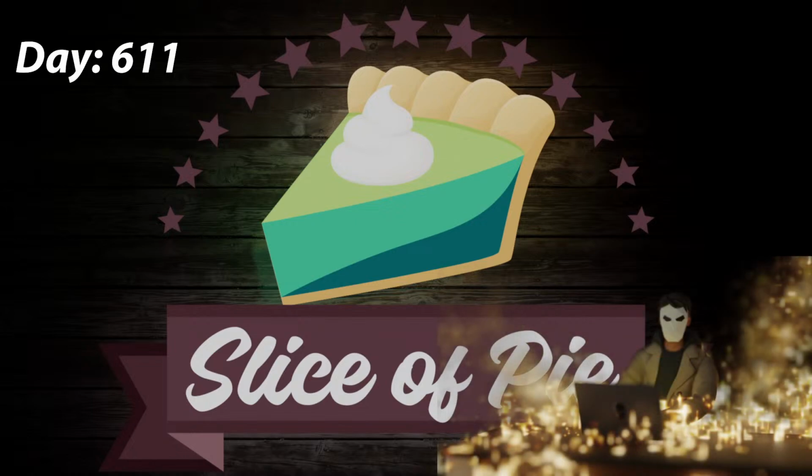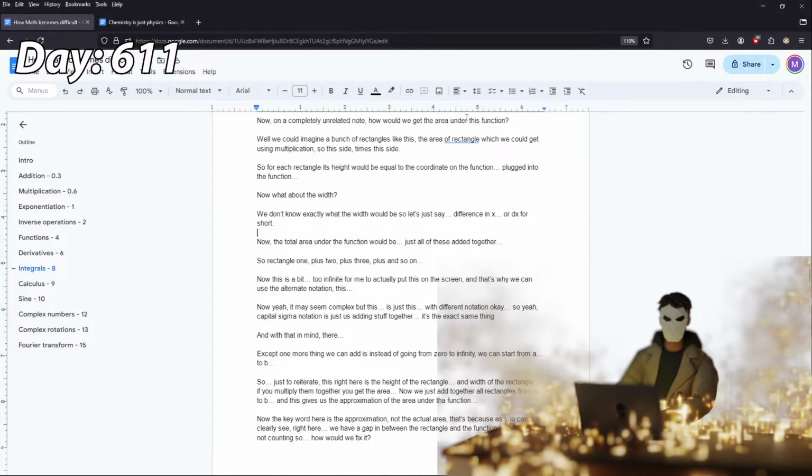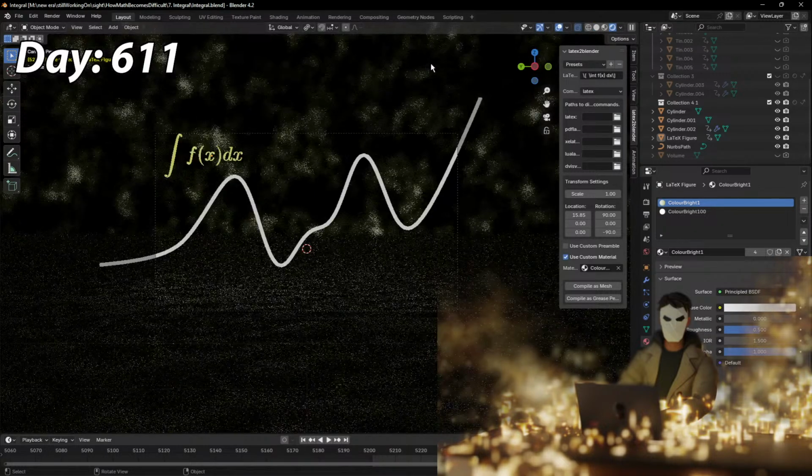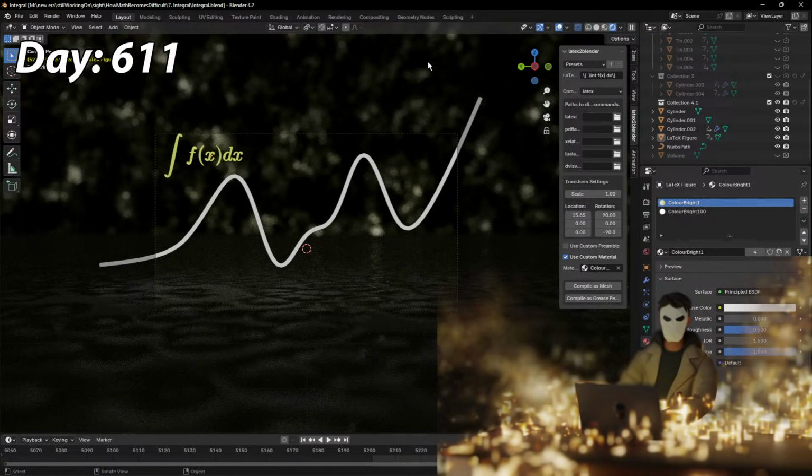Okay, hold on, let me first open up everything. There we go. That's mostly everything opened up. Okay. So I've rendered everything up to integrals at this point. Look at this. That's where we are, explaining what integrals mean in the video. Everything is rendered up to this point.